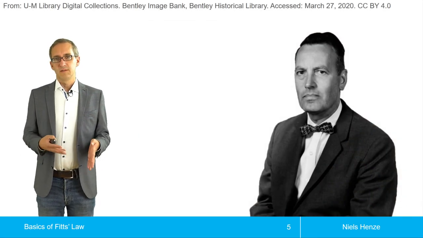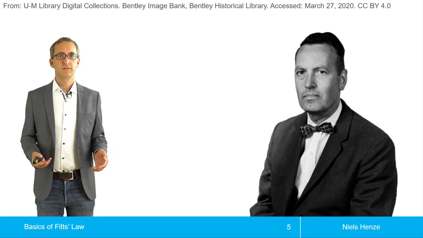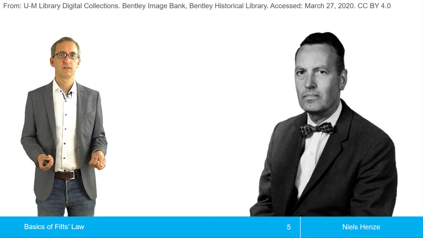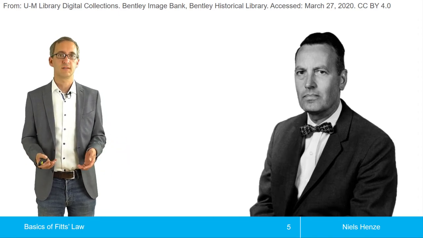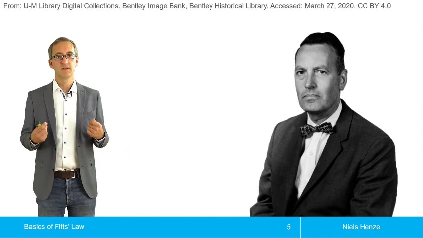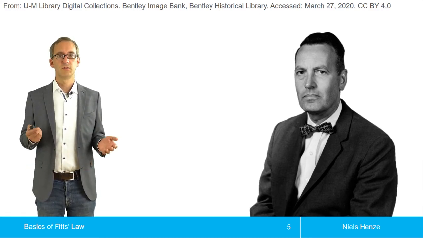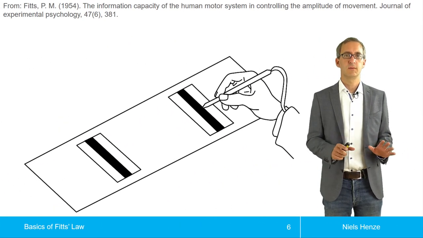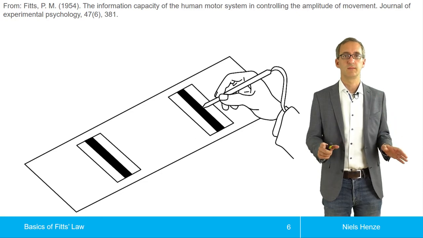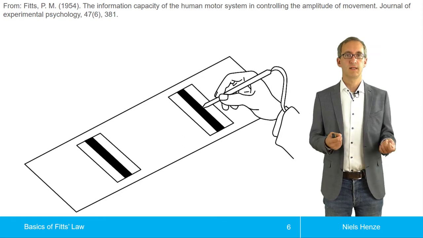The model was developed by Paul Fitts back in the 50s. And Paul Fitts wasn't an HCI researcher. He came from psychology, and he didn't even know about HCI because it didn't exist at that time. But he was interested in understanding how people work and how people select targets. So he came up with a clever apparatus. He built something consisting mainly of two metal plates, these are the black bars, and the pen. And the pen has a metal tip.